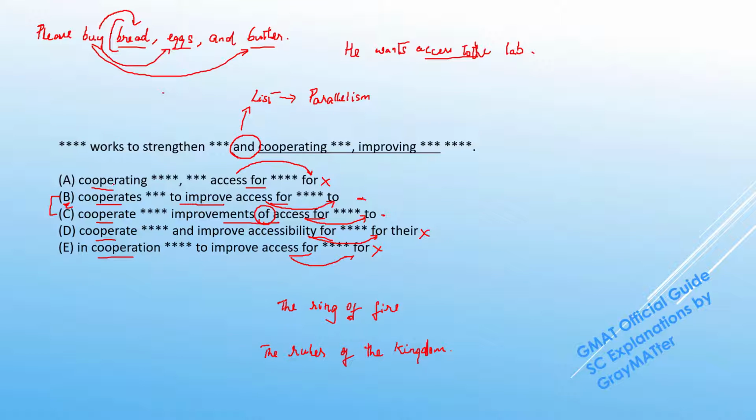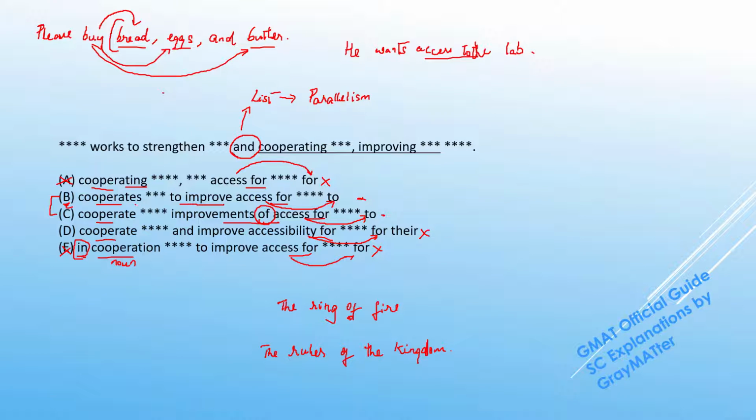So in the same way, if we look at this, we have this verb in the present participle form, cooperating. But if you look at the non-underlined portion, there is no verb in the ing form. So that's where parallelism breaks, A goes off. And if you look at E, which is another easy option to eliminate, we can see that there is this preposition in and this noun cooperation, but we see that there is no noun tied to the cooperation in the non-underlined portion. So E goes off as well.